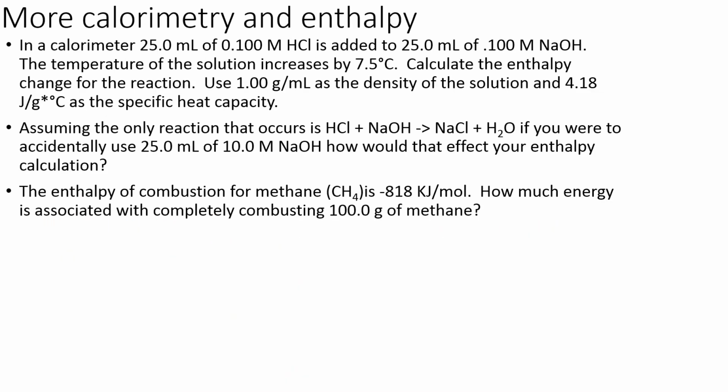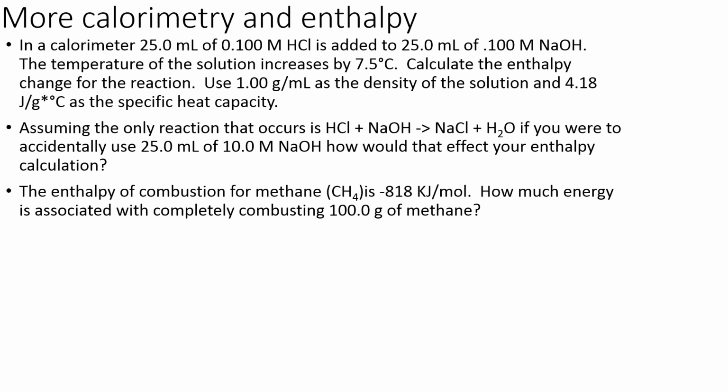Or wait, I forgot I did have this calorimetry problem I wanted to ask. So we're going to have a calorimeter. We're going to have 25 milliliters of 0.1 molar HCl and 25 milliliters of NaOH. The temperature of the solution is going to increase by 7.5 degrees Celsius. I want us to calculate the enthalpy change for the reaction, and we give you some numbers to use for the density of the solution and the specific heat.